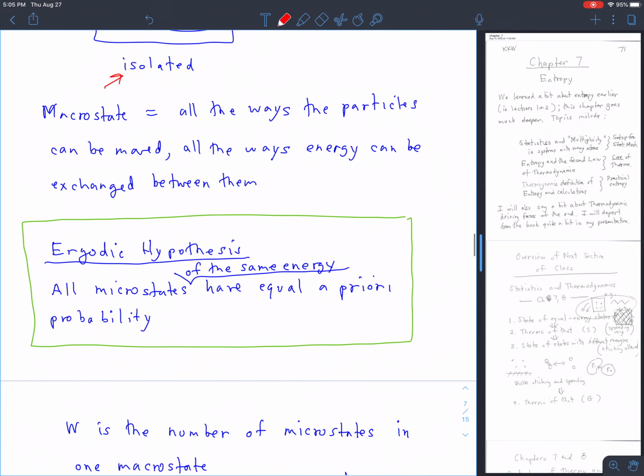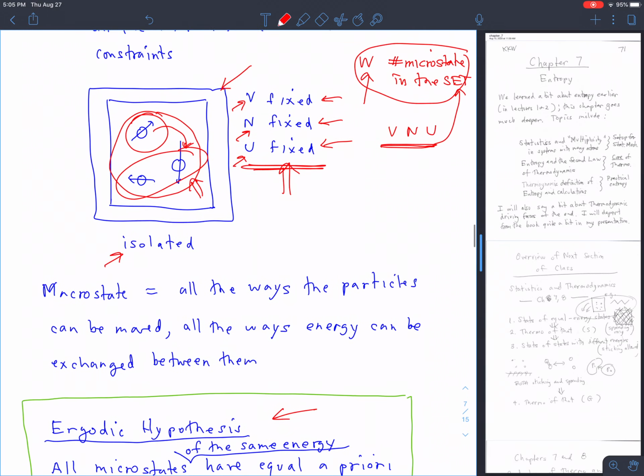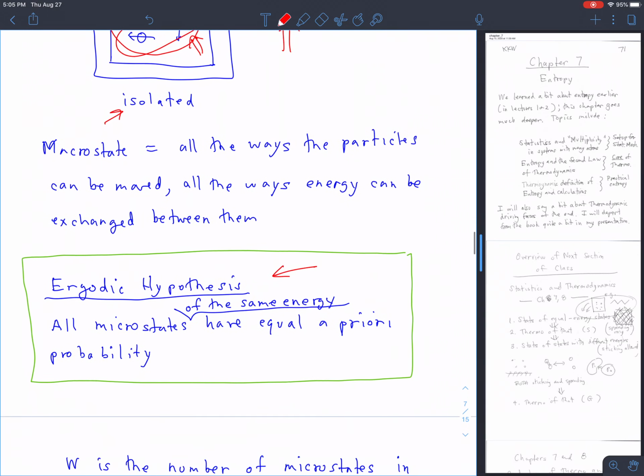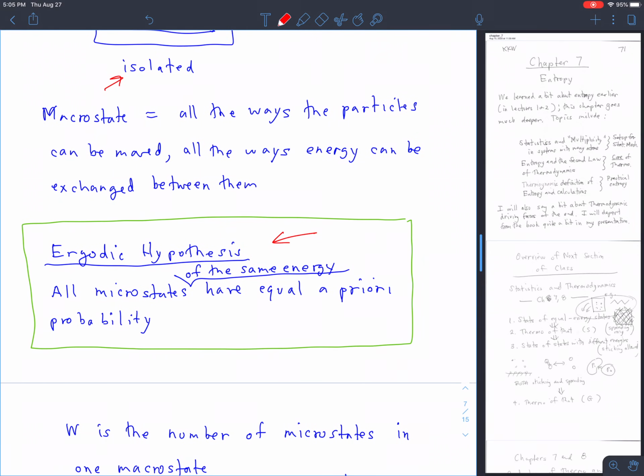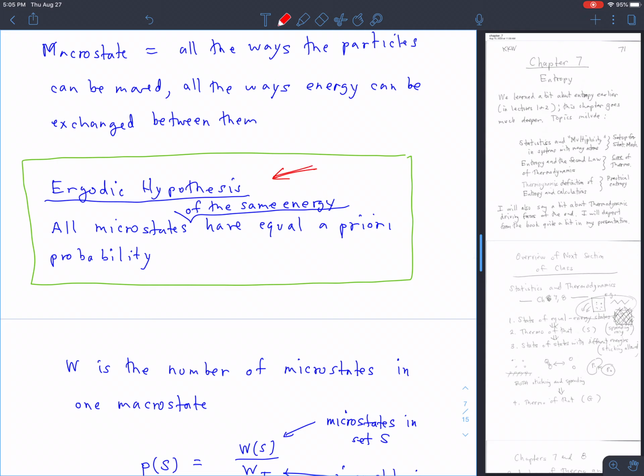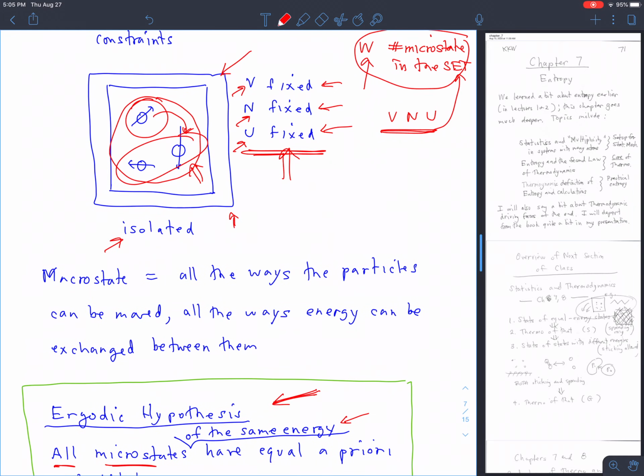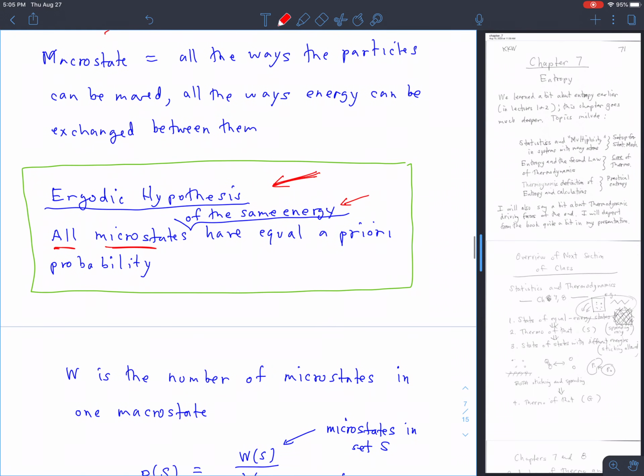The ergodic hypothesis is the key idea that we need now. So far we're defining what we mean by a microstate and a macrostate, but now we need to be able to calculate probabilities, and the ergodic hypothesis is the basis for doing that. The ergodic hypothesis says that all the microstates that have the same energy, so for an isolated system, that's all the microstates, period. But even if it's not an isolated system, if it's open to surroundings, so energy can flow in and out, as long as we're talking about the set of microstates that doesn't involve any flows or changes, they all have equal a priori probability.